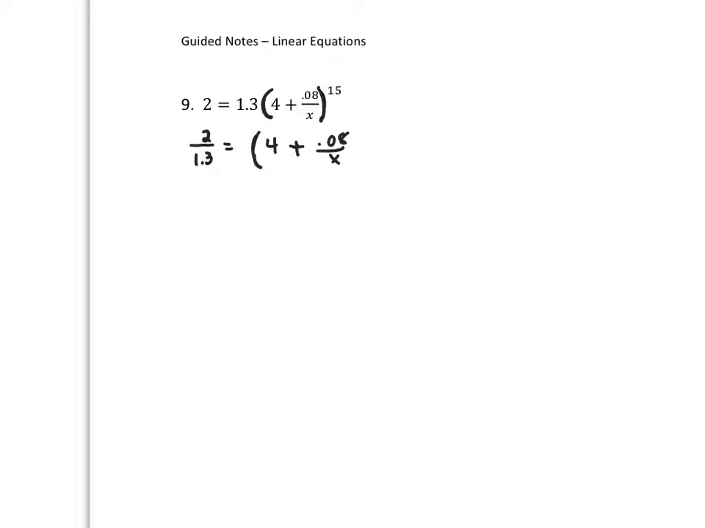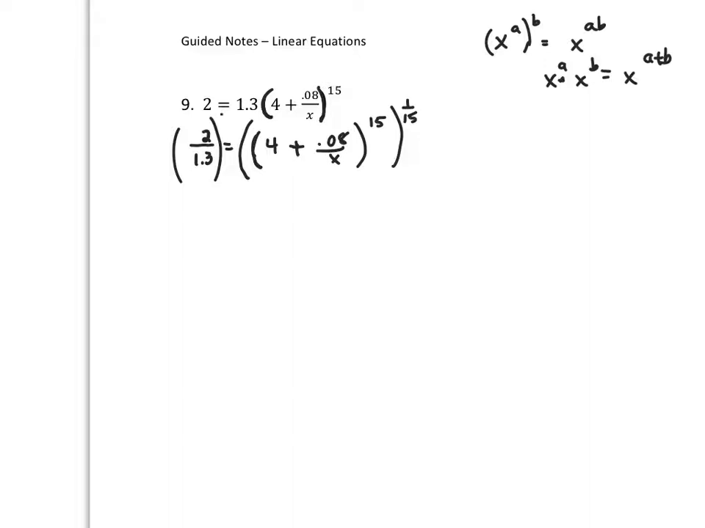Now we need to figure out how we are going to get rid of that 15. Well, what you're going to do is raise both sides to the 1/15th power, because there is a law of exponents. X to the a to the b is x to the a times b. When you multiply like bases, x to the a times x to the b, you add your exponents. But we have a power to a power, so we're multiplying. And we've got to do that to both sides. Raise both sides to the 1/15th.